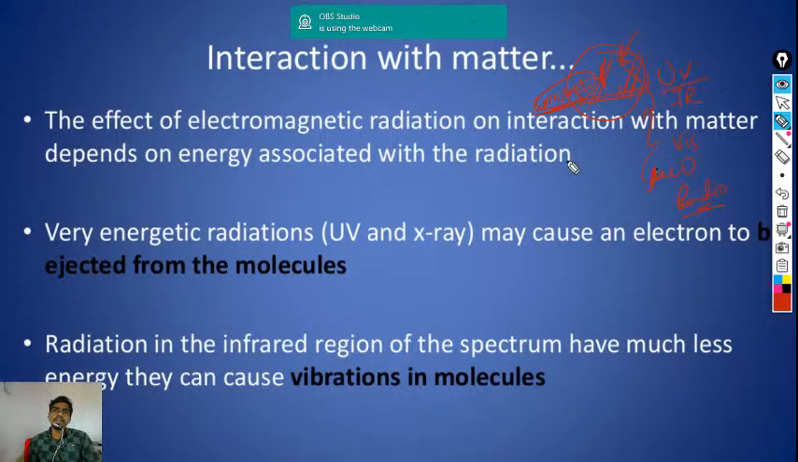When UV rays are incident on an atom, there will be electronic excitations. This energy, or this wavelength, whatever the UV wavelength, is going to match with the electronic excitation. So UV radiation can give electronic changes, electronic excitation or electronic changes.